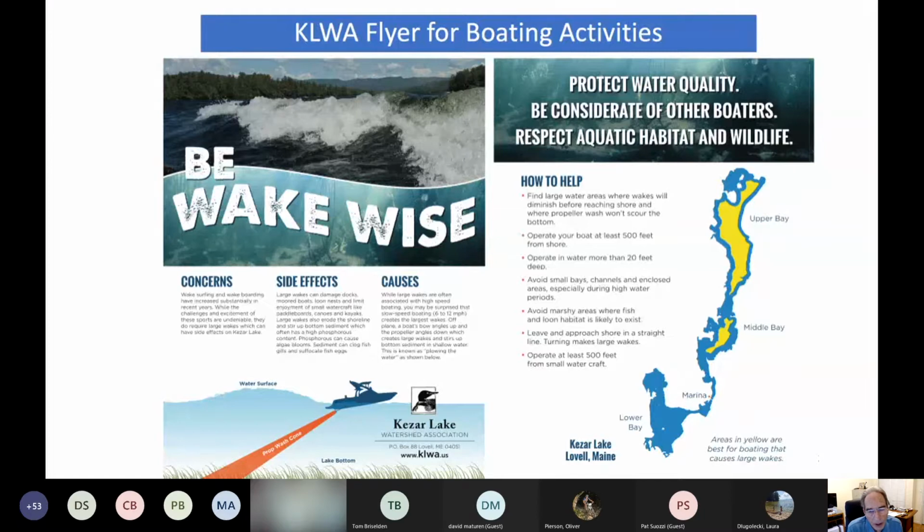And we have a map of our lake, and we have colored in yellow those areas that are preferred for the large wake activities. And the yellow area is 500 feet off the shore and in water over 20 feet deep. The lake is pretty deep. All that yellow area, it's 155 feet deep at the deepest, and much of that area is 100 feet deep. The lower bay, like I mentioned earlier, is 9 feet deep, and of course there's no yellow down there.